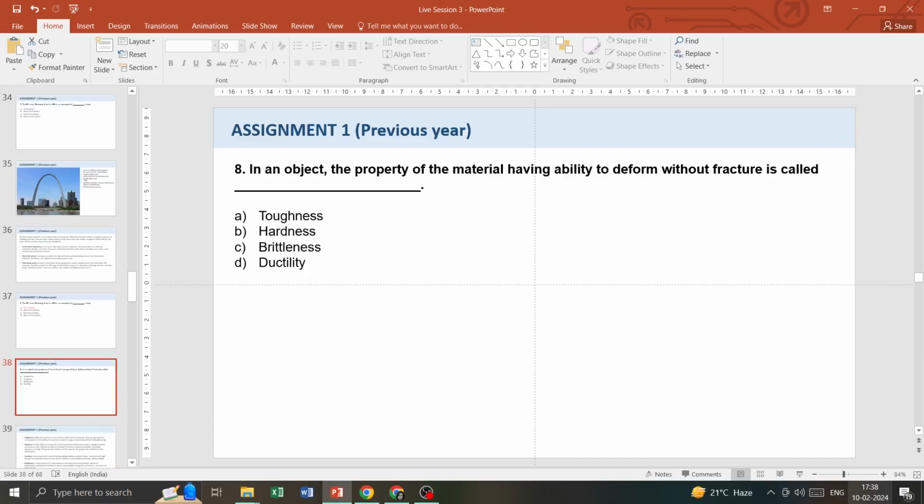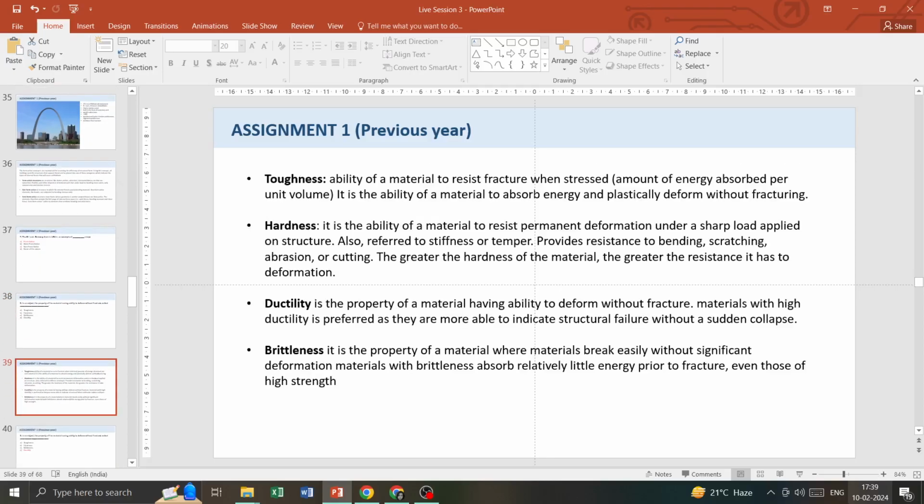Question number 8. In an object, the property of the material having ability to deform without fracture is called toughness, hardness, brittleness, or ductility. I'll quickly explain all the four terms. So toughness means the ability of a material to resist fracture when stressed. Amount of energy absorbed per unit volume. It is the ability of a material to absorb energy and plastically deform without fracture.